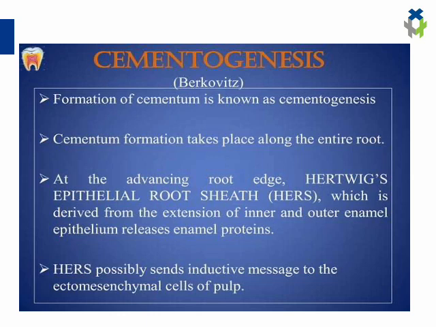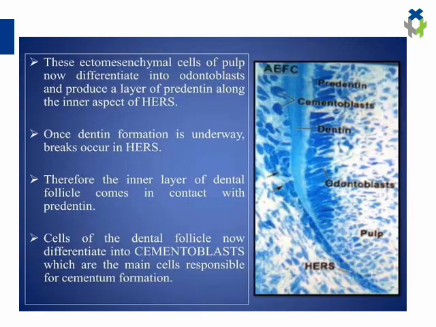Cementogenesis. Formation of cementum is known as cementogenesis. Cementum formation takes place along the entire root. At the advancing root edge, Hertwig's epithelial root sheath, which is derived from the extension of inner and outer enamel epithelium, releases enamel proteins. Hertwig's epithelial root sheath possibly sends an inductive message to the ectomesenchymal cells of the pulp.